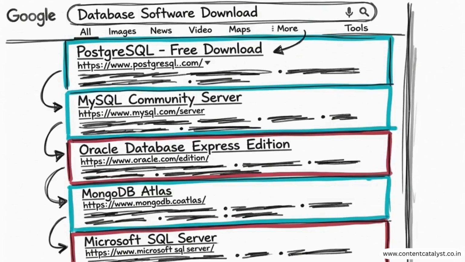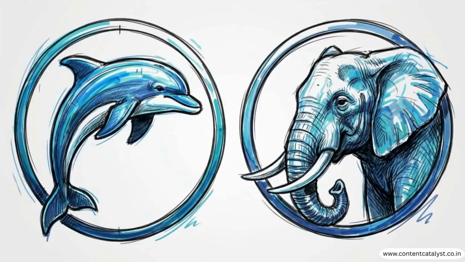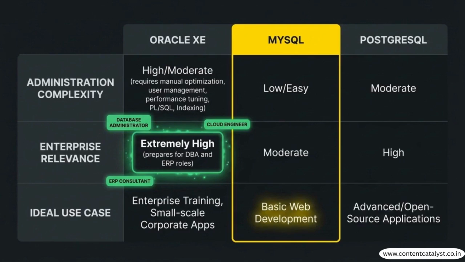Of course, Oracle isn't the only option. When developers look for a free database, they usually default to the dominant open-source alternatives, MySQL and PostgreSQL. The matrix shows administration complexity and enterprise relevance across all three platforms. MySQL has advantages in speed and ease of use, dominating basic web development. Mastering Oracle XE provides the credentials required for high-tier enterprise roles, cloud engineering, and ERP consulting.